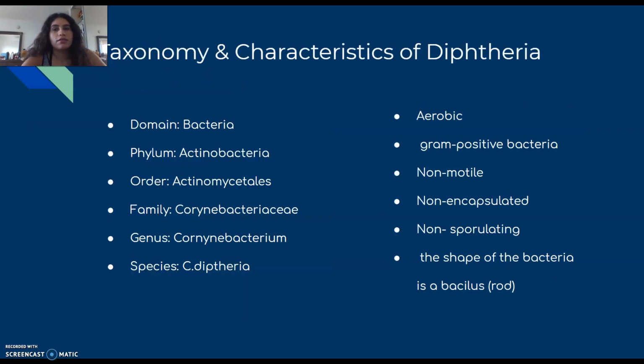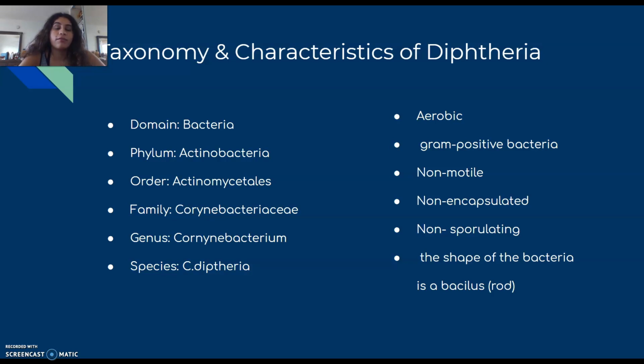Taxonomy and characteristics of diphtheria. I apologize in advance for my pronunciation of some of these terms. Domain, bacteria. Phylum, Actinobacteria. Order, Actinomycetales. Family, Corynebacteriaceae. Genus, Corynebacterium. Species, C. diphtheriae. Some of the characteristics of diphtheria is that it is aerobic.